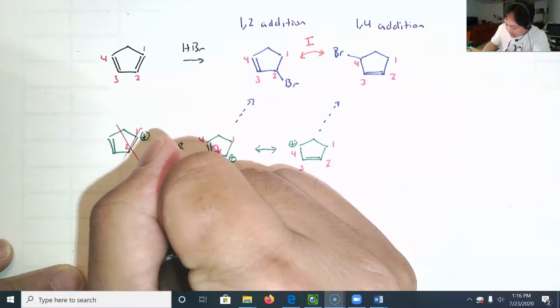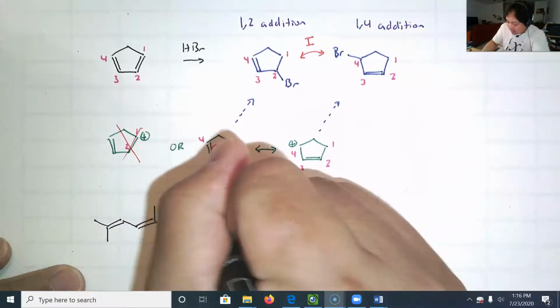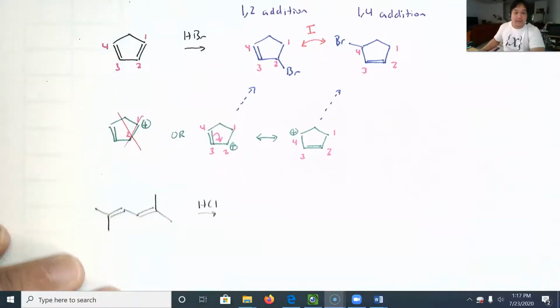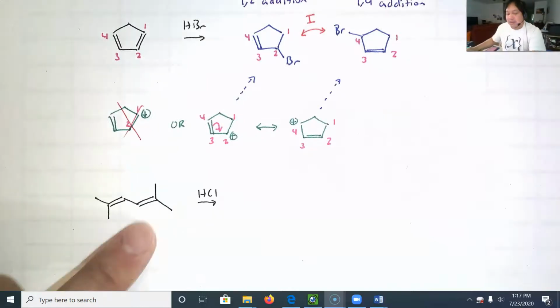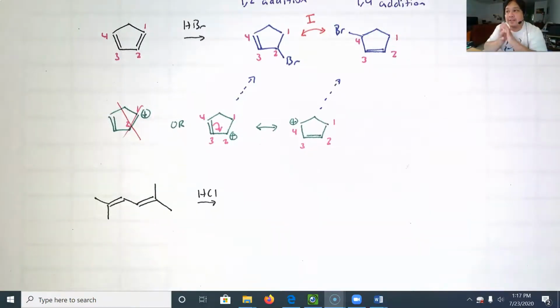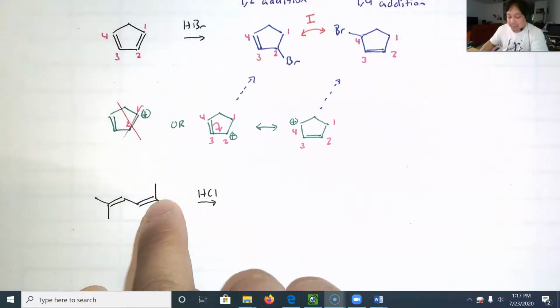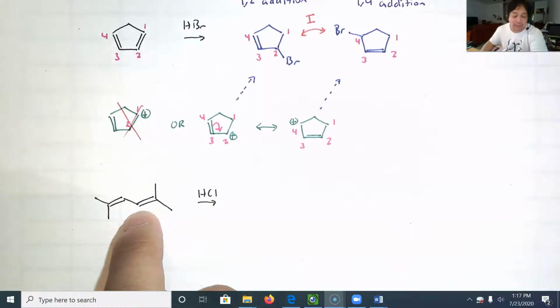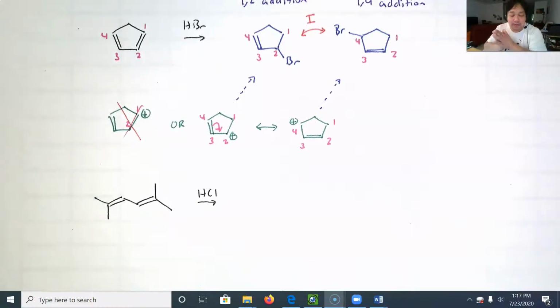What about this? HCl. Yes, you have a choice. You can either make the tertiary carbocation, but it won't be allylic, or you can make the secondary carbocation and it will be allylic. You will always go for the carbocation that is allylic because resonance is such a stabilizing force.